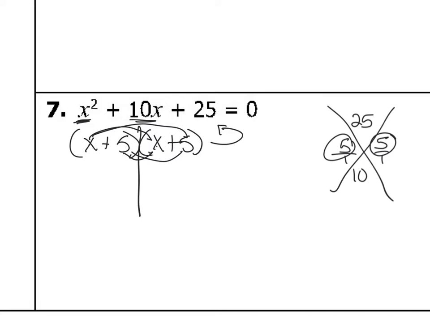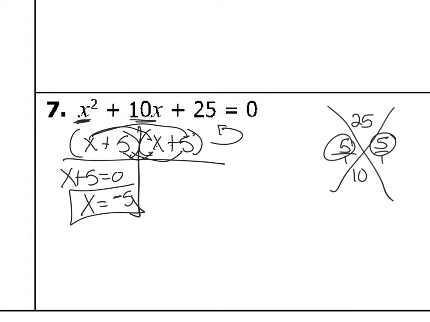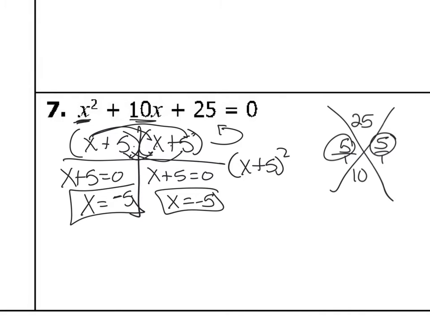All right, so we're going to set these to 0. X plus 5 equals 0. So x is negative 5. And since this is the same thing, we could have written it as x plus 5 squared. Then you know you're going to have the same thing, right? So we're only going to have one solution. So x equals negative 5. Okay.